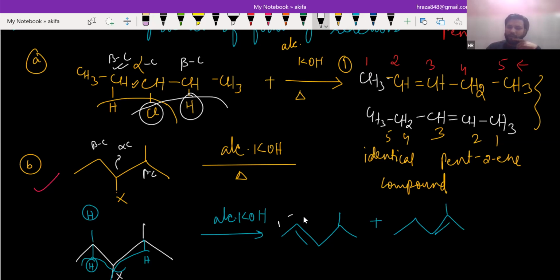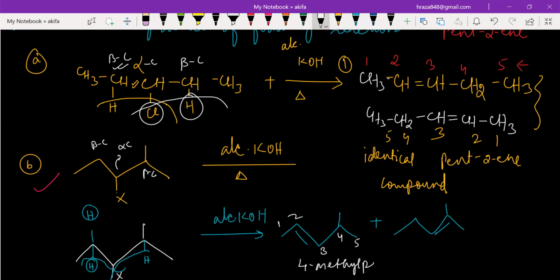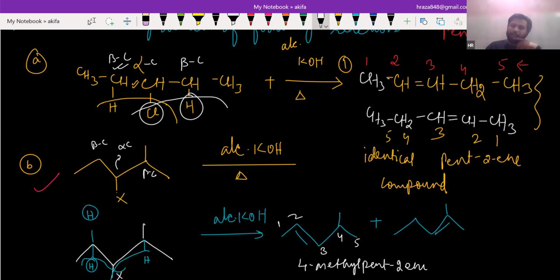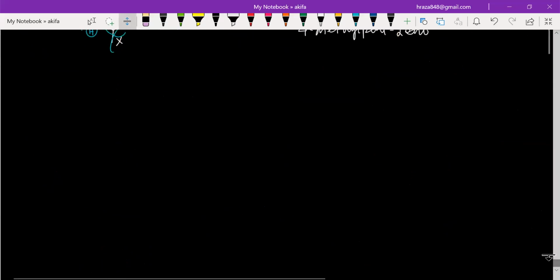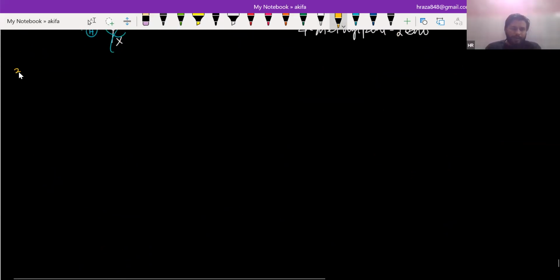The one is, you told me the correct answer, 4-methyl pent-2-ene, and the other is, you can see 1, 2, 3, 4, 5, so it will be 2-methyl pent-2-ene. Is this correct? Yes. Okay. So can we move to the next preparation? Yes. Okay, moving to the next preparation, that is from vicinal dihalide.